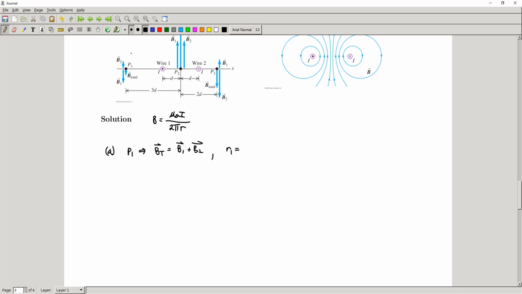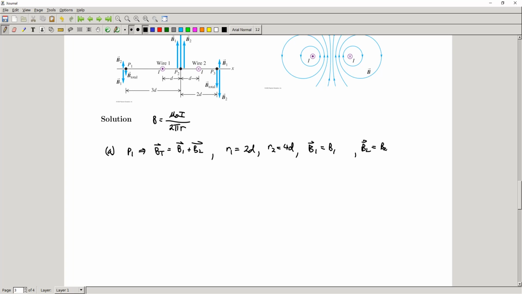And we know that R1 is going to be 2D, and R2, our distance from wire 2, is going to be 3D plus an additional D. That's going to be 4D. So R2 equals 4D. And then we can also write our magnetic field vectors B1 and B2 in terms of their magnitudes times the directional information, the unit vector in which they point.